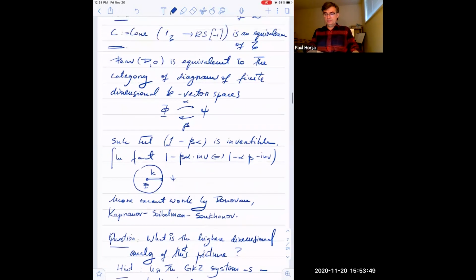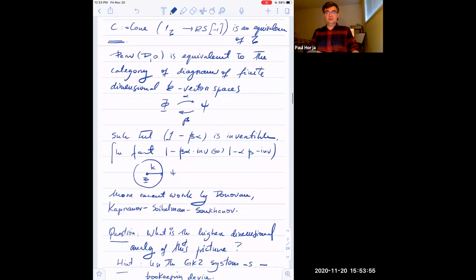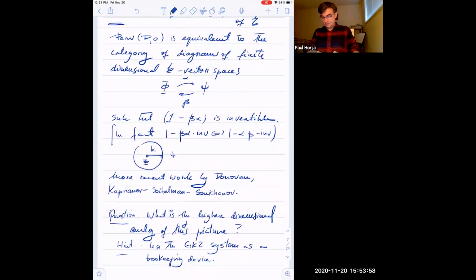Donovan has some papers, I think, where he discusses this, in the world that I'm discussing here, mainly of the B-branes. So my question here is, what's the analog of this in higher dimensions? And the point that I'm trying to make is that we already know something about this perverse sheaf, namely that the periods satisfy the GKZ system.